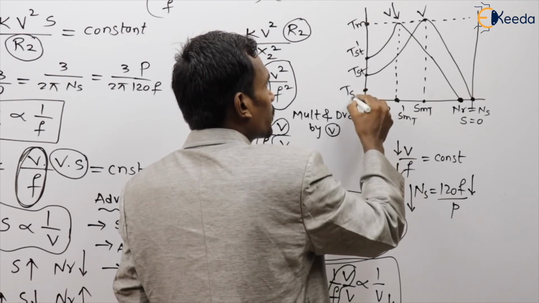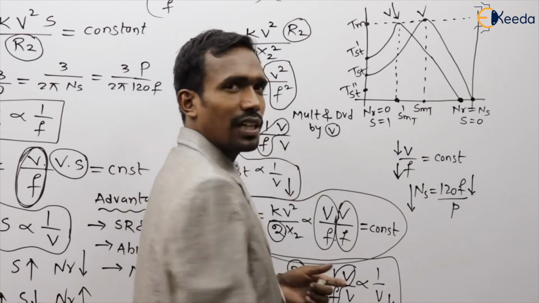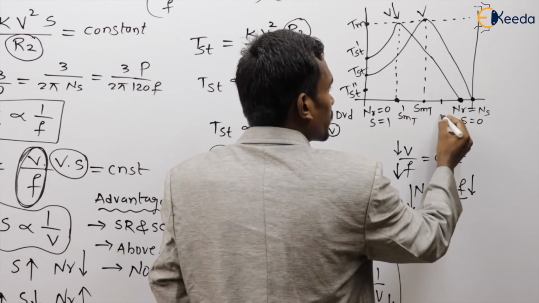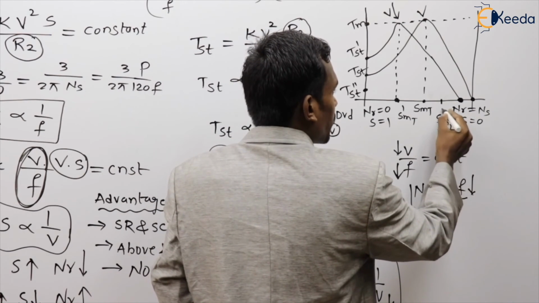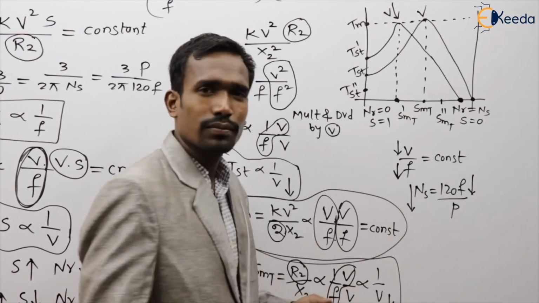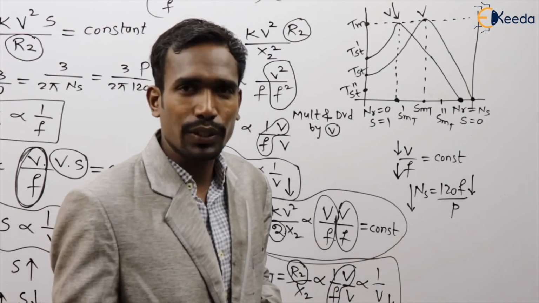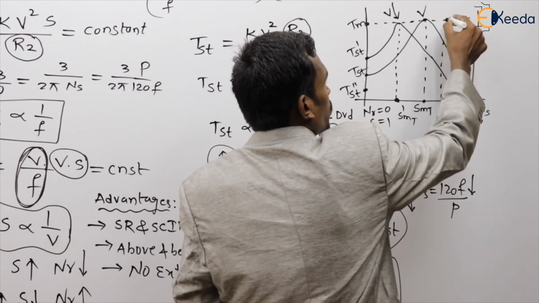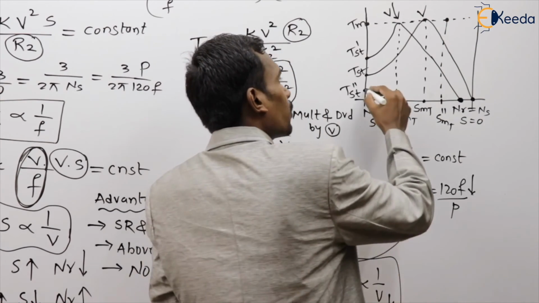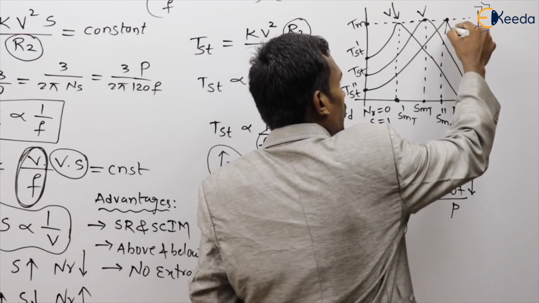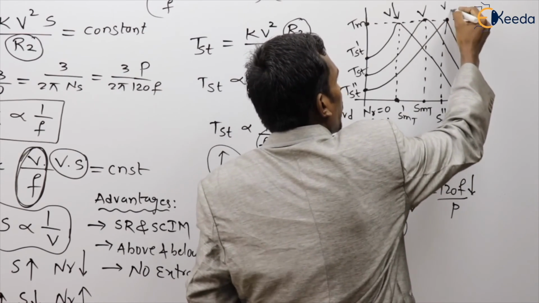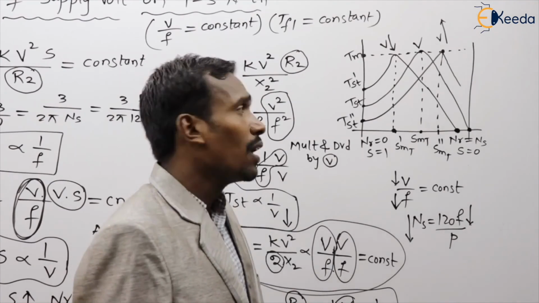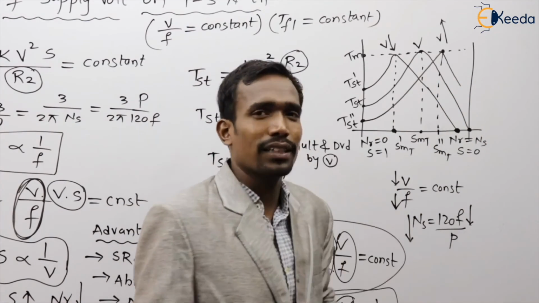For example, if voltage increases, starting torque reduces. Slip at maximum torque also reduces. And maximum torque occurs at this condition. And the curve is like this actually. This is increased voltage. But what is the curve ending point?